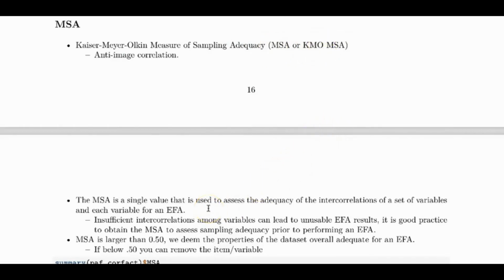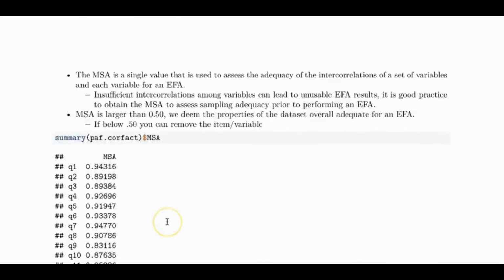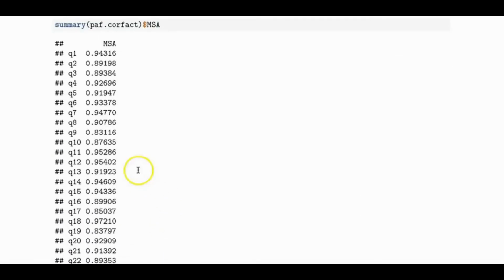So it's a single value that also tells you how correlated the variables are in the data set, and you are trying to do an EFA, so you want them to be correlated. If there are insufficient correlations, then it means that EFA is probably not the best analysis that you could be using. If it's larger than 0.50, then that means that the sample and the data set are adequate for EFA. If it's below 0.50, you can remove the variable and then try again.